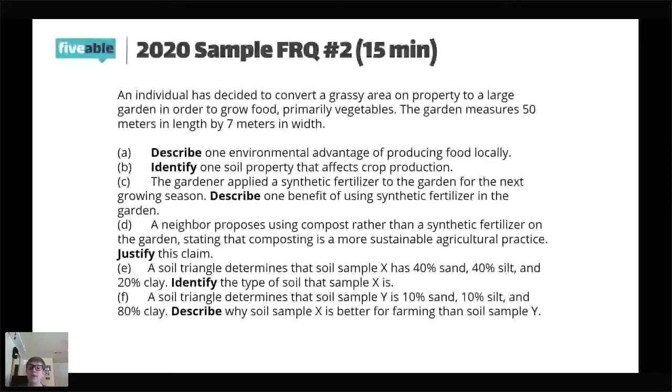So we're talking about a benefit of using synthetic fertilizer. Synthetic fertilizer contains nitrogen and phosphorus, which are the two chemicals found in eutrophication. So I don't know if that would be a response that would get points, because that could be a consequence. That's not a benefit. That's kind of negative, I think. But you're thinking. That's good.